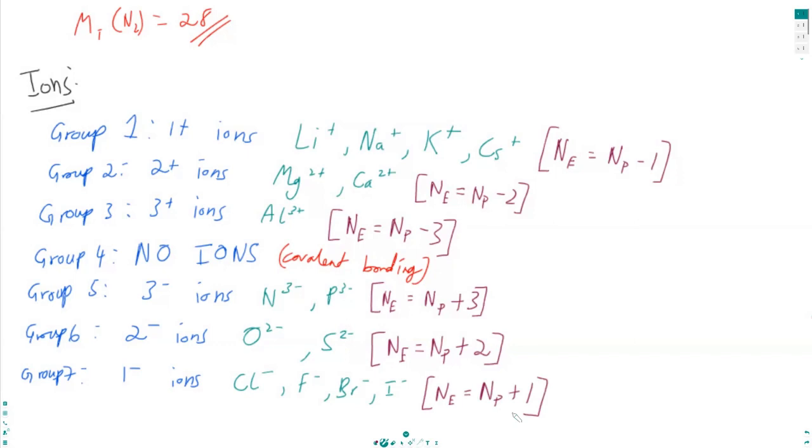Now group 0 or group 18: group 0 elements have a full shell of outer electrons. They do not take part in any chemical reaction. So we're going to leave out group 0.